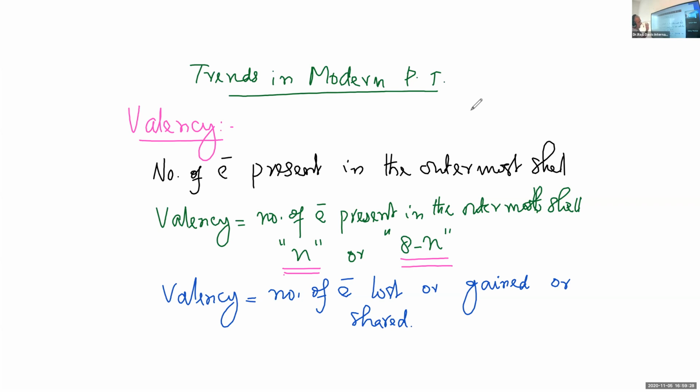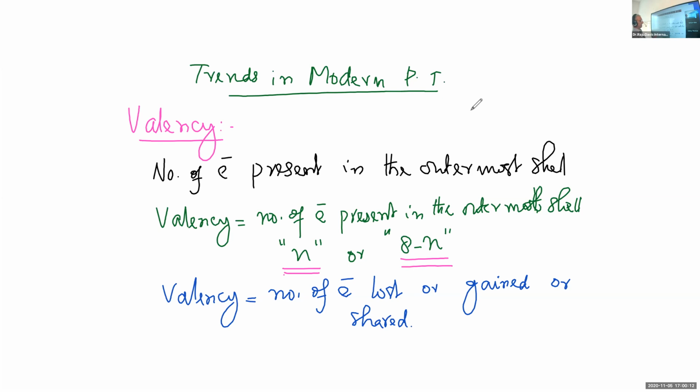So valency is the combining capacity, and it depends on the number of electrons present in the outermost shell of an atom. Valency number can be defined as the number of electrons present in the outermost shell, N, where N is the number of electrons present in the outermost shell. That is not the number of the shell. Now, in the present case, N is the number of electrons present in the outermost shell, or it is 8 minus N.